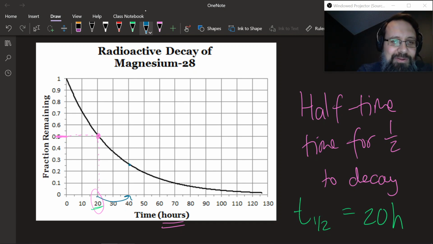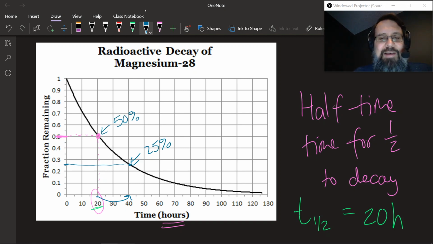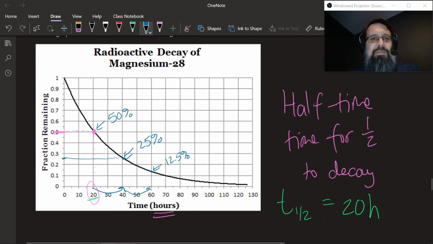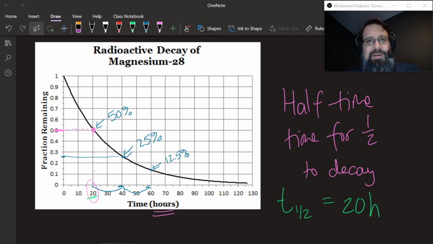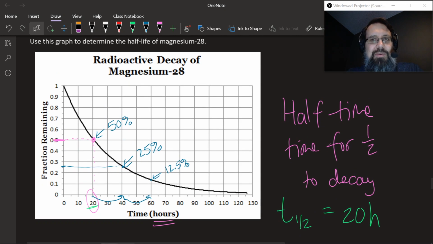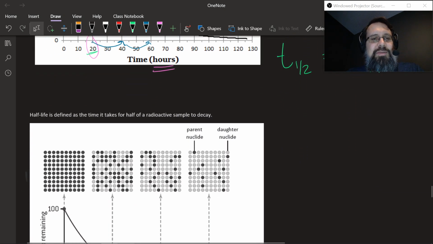If we waited another 20 hours so that we were at 40, then how much would remain? That's to here. And you'll notice that if we go over from there, it's half of a half. So that's 25% remaining. After one half-life passes, 50% remain. Another half-life, you have 25%. If we go out to another half-life, it'll be 12.5%. You can see that it's slowly decaying down to 0, but it never actually quite reaches 0. It will asymptotically approach 0, but never quite make it there. This is only if you have a super, super large sample. If you had a small sample, it would make it there for sure, eventually.